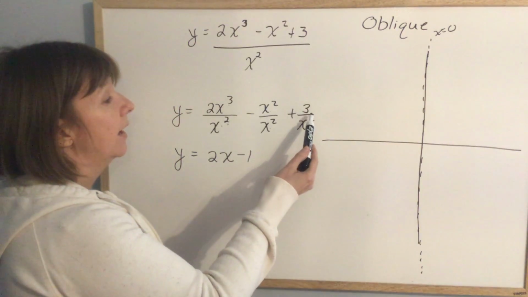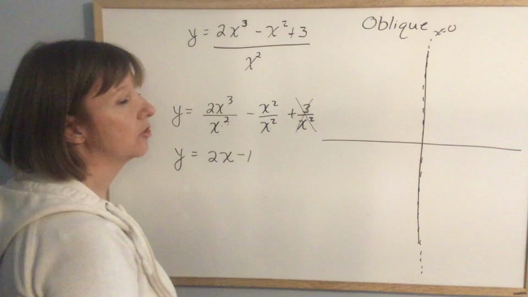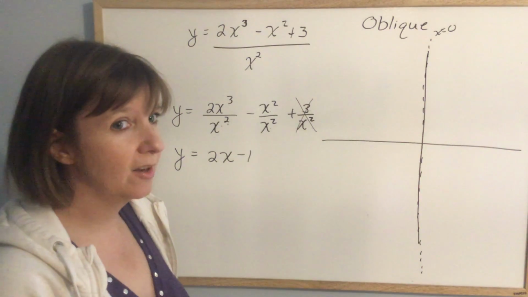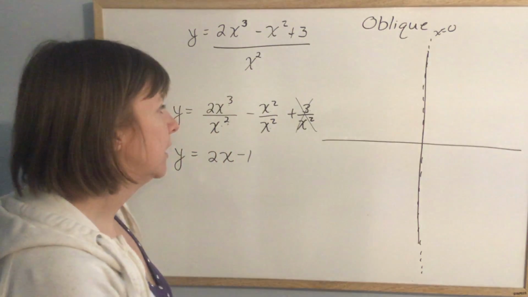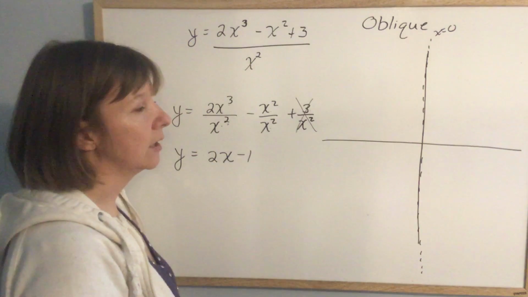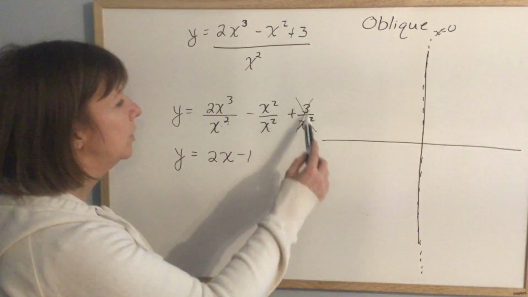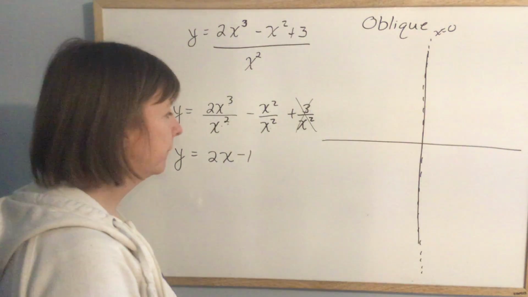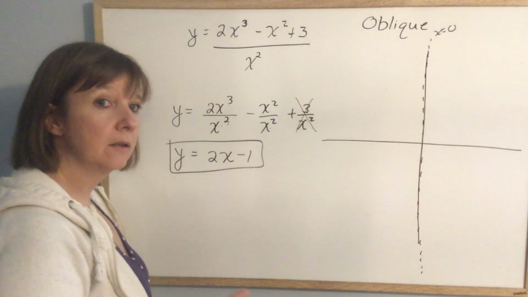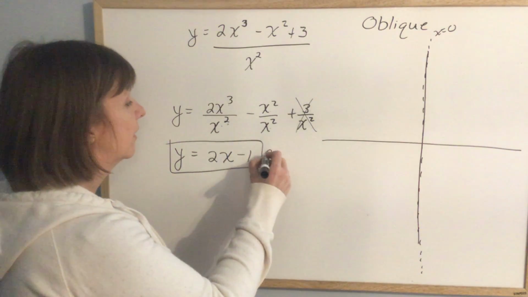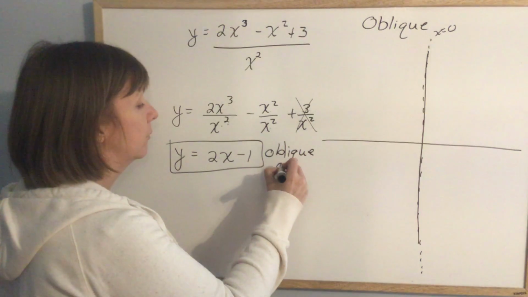Now, if you have a constant over this, you just get to ignore it. It's counted as 0, because again, if that x was infinitely large, 3 divided by 1,000 is going to be a really small number. So we just ignore that entirely. Notice what I have left is a nice little linear equation. This is the oblique asymptote.